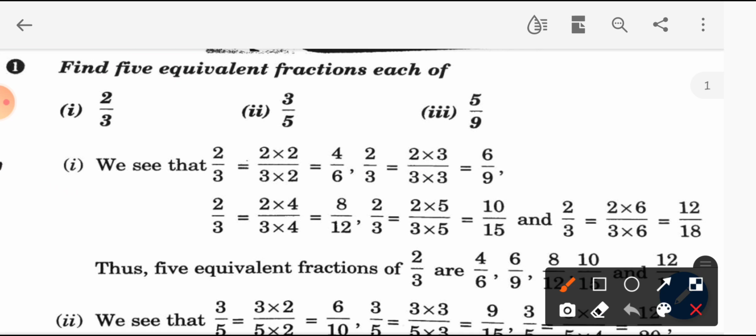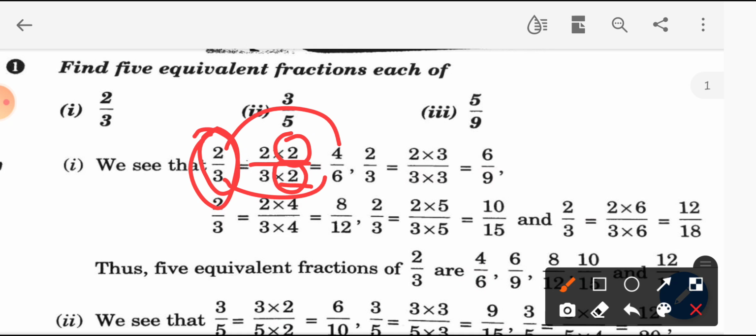It means that finding equivalent fractions is directly writing the tables of the given numerator and denominator. So first we'll multiply by 2. If you are multiplying the numerator by 2, then you have to multiply the denominator also by 2. So 2 2s are 4, 3 2s are 6. After this, in 2 by 3, you have to multiply both by 3. So 2 3s are 6, 3 3s are 9.